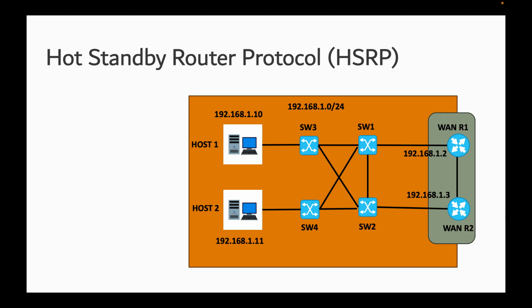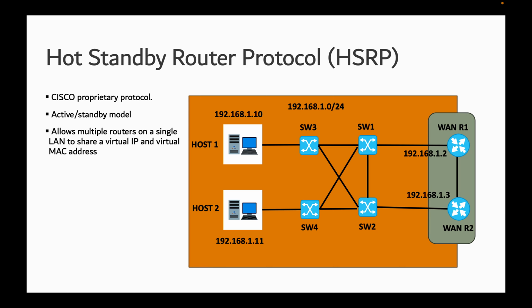HSRP is a Cisco proprietary protocol. It operates as an active standby model. It allows multiple routers on a single LAN to share a virtual IP and a virtual MAC address, which is configured as the default gateway on the host. As you can see here, I have a gateway IP address 192.168.1.1, and if you see the virtual IP, it is the same.